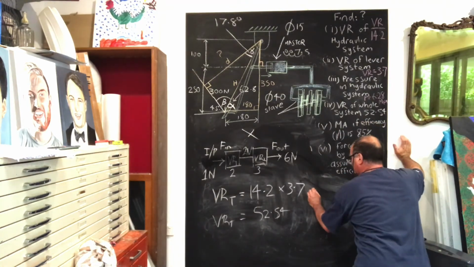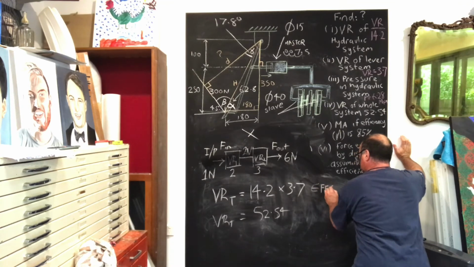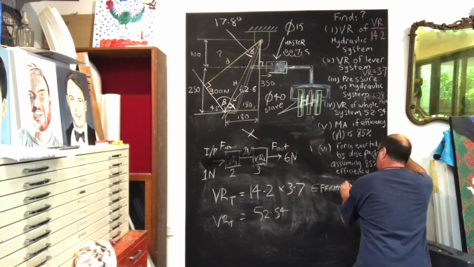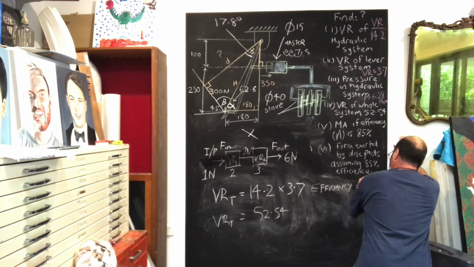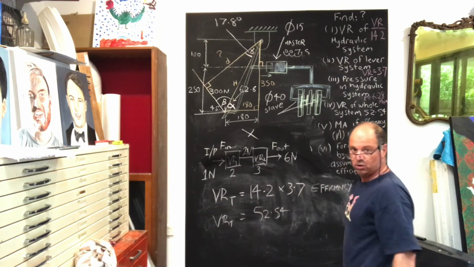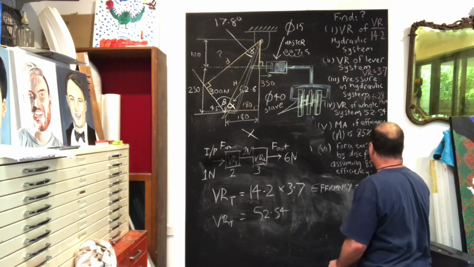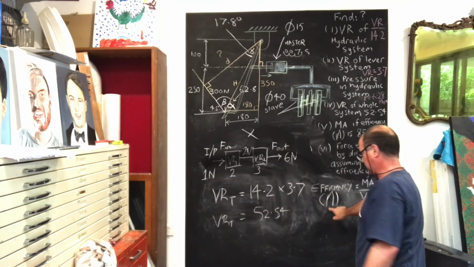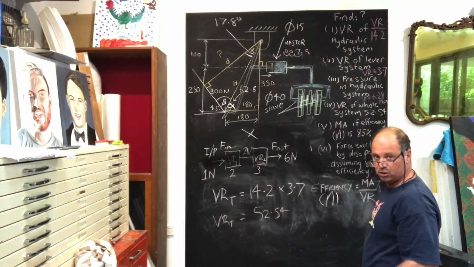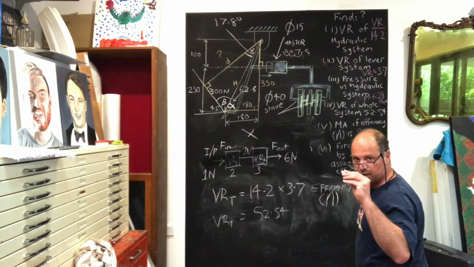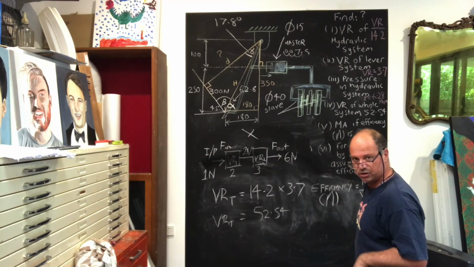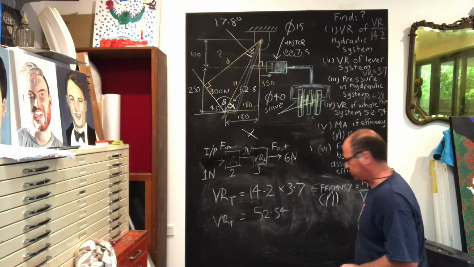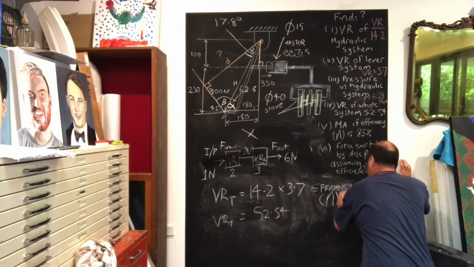But we go efficiency equals MA over VR. Burn it into your memory. Okay, so the symbol for efficiency is eta. That Greek letter looks a bit like a small n but writ large. Okay, eta. I'm going to write here eta.